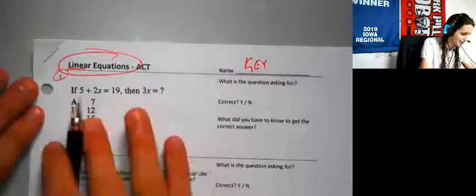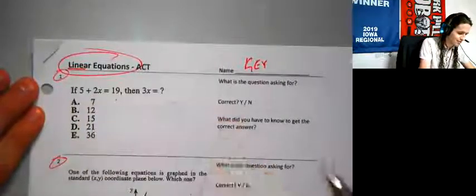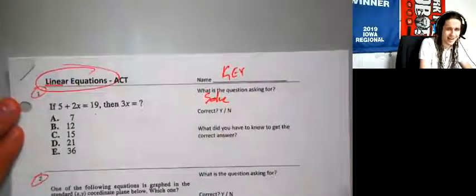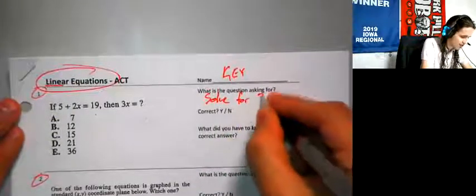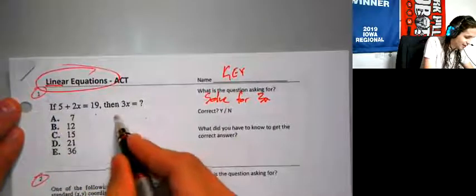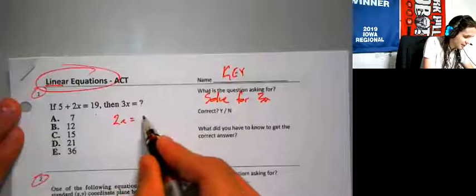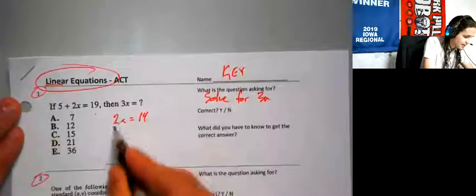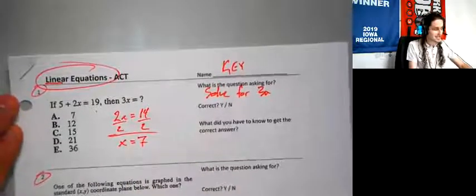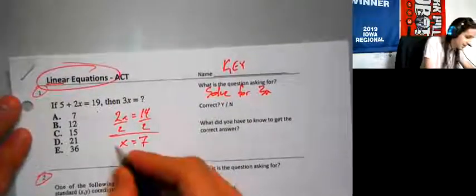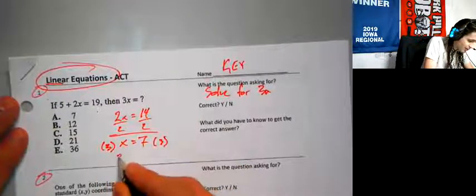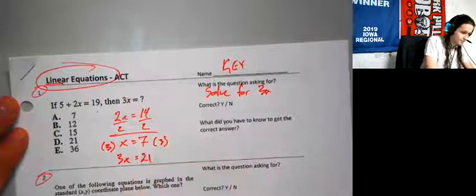All right, if 5 plus 2x equals 19, what is 3x? What's it asking for? It's asking us to solve, but not for x, for 3x, which is kind of weird. Subtracting your 5 over, you'd have 2x is 14, divided by 2, and you've got x is 7. But it's not asking us for x, it's asking us for what is 3x. Go ahead and multiply each side of that equation by 3, and you've got 3x is 21.